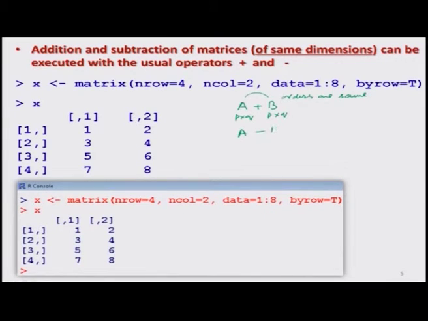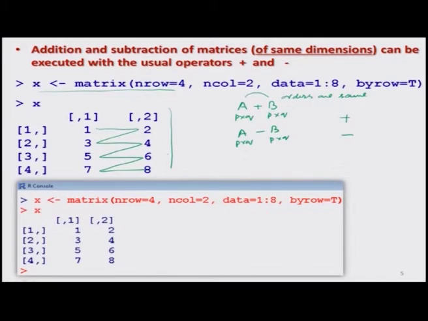Similarly, when you subtract two matrices, the same fundamental continues: the order of the two matrices A and B should be the same. Whenever I do addition and subtraction, they are operated by simple commands like plus and minus. There is no additional operator. Let us take a simple example and see how we can find the addition and subtraction. I will again continue with our same matrix X, which was a 4 by 2 matrix, and the data was entered as 1, 2, 3, 4, 5, 6, 7 and 8 row wise.